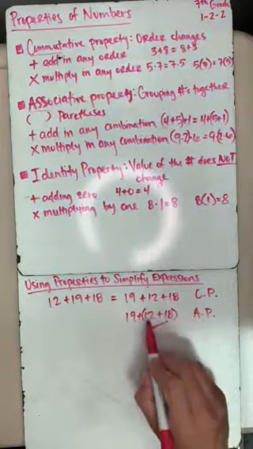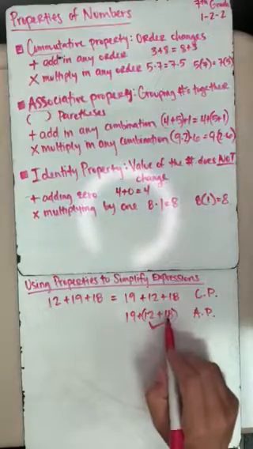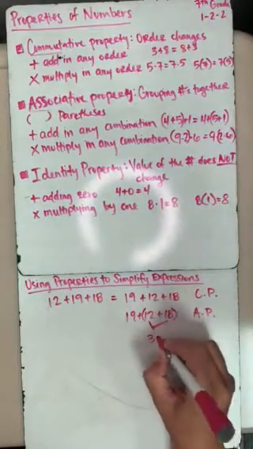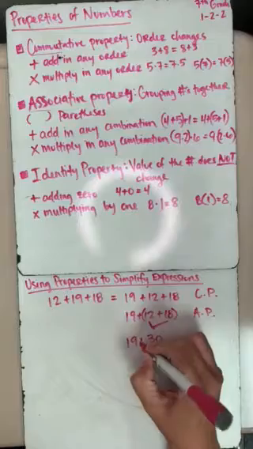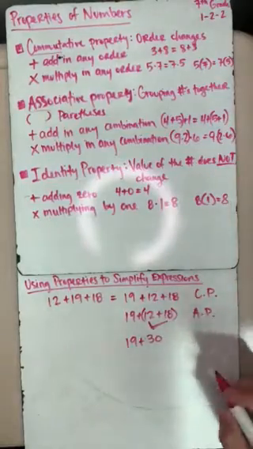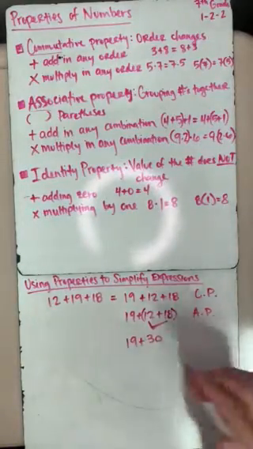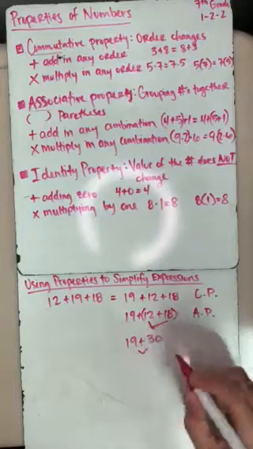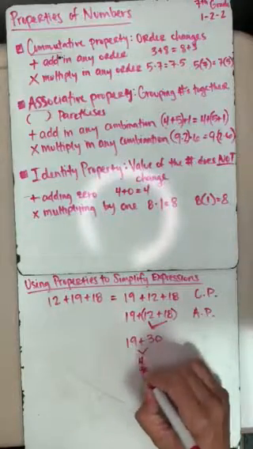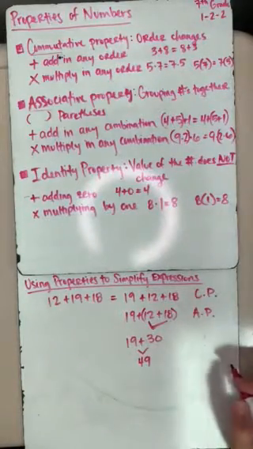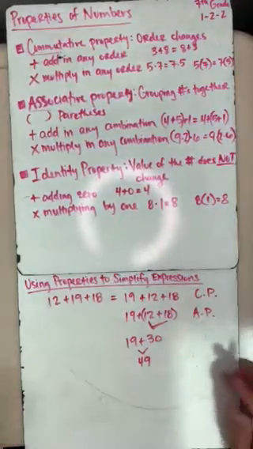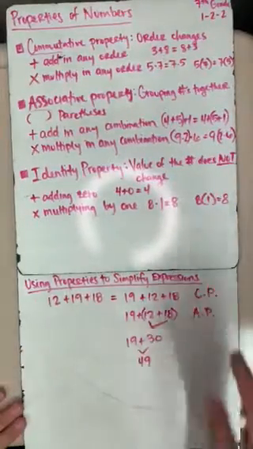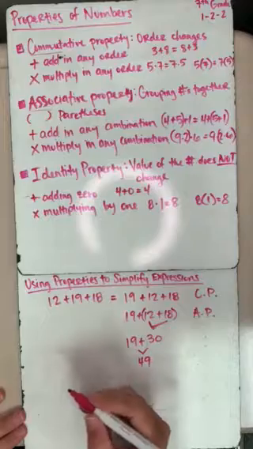Now, we take 12 plus 18. We know we're going to get 30. We bring everything else down. At this point, you're just simplifying the expression as far as it'll go. So you have 49 as your simplified expression. So this is the idea of addition. Let's go ahead and do it with multiplication.